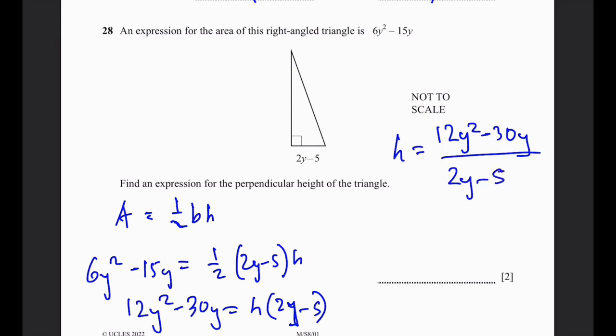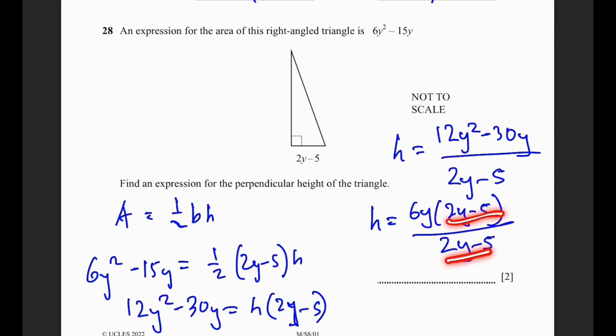And now what we can do is we can factorize this using 6y. So we can bring 6y out in brackets and put the rest in. That'll be 6y times 2y minus 5 if we did it correctly. And then divide that by 2y minus 5. We can see we have the same thing in numerator and denominator. So we can cancel that out, leaving us with h equals 6y. That's our answer.